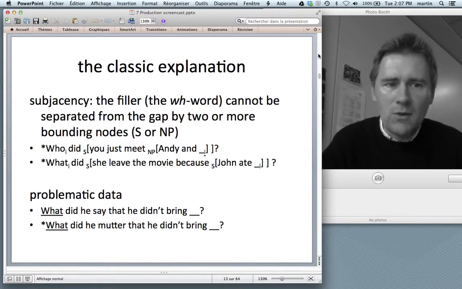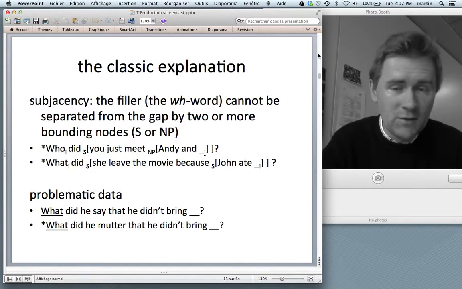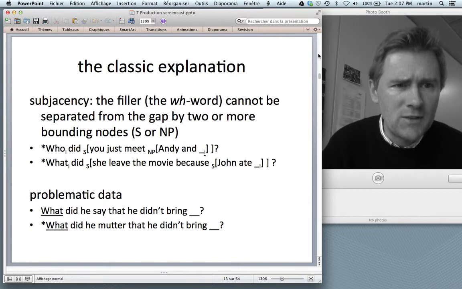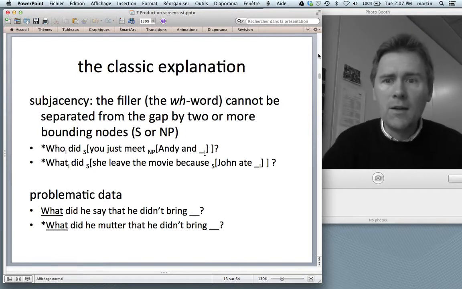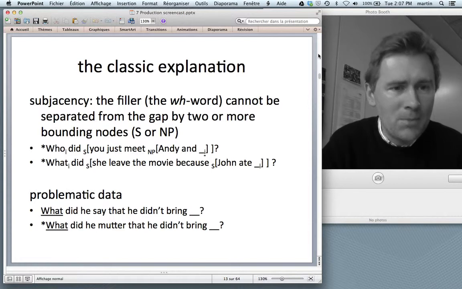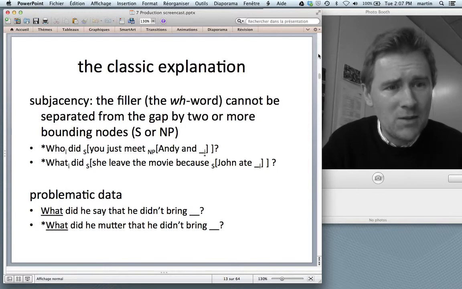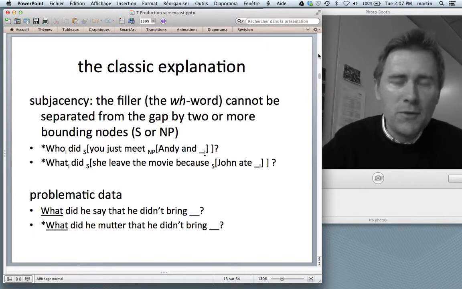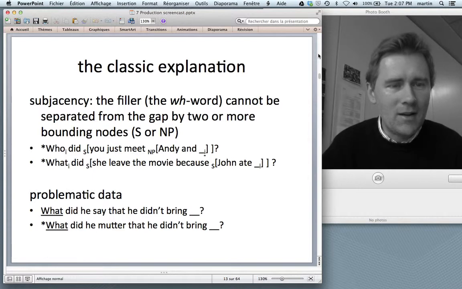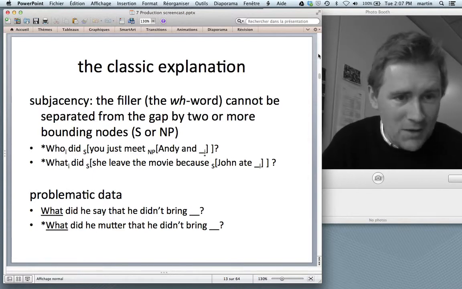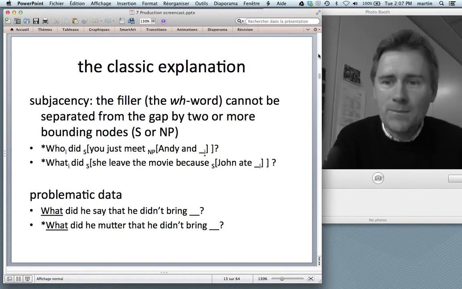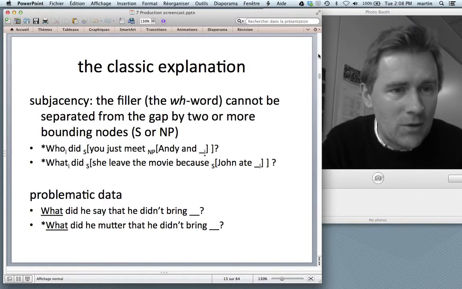The subjacency account of island constraints holds that the filler, the WH word, I talked about filler-gap constructions in the third video on the constructicon, cannot be separated from the gap, the thing that is questioned, by two or more so-called bounding nodes. And here you might actually question Haegeman's wisdom as to whether island would be the perfect term for this. Think of it in terms of a prison that has several security systems, okay? Bounding nodes are those security systems, and an island has at least two of them. So a word might wiggle through one, but it can't wiggle through two. Think of this example here. Who did you just meet? Andy, and with a complex NP.